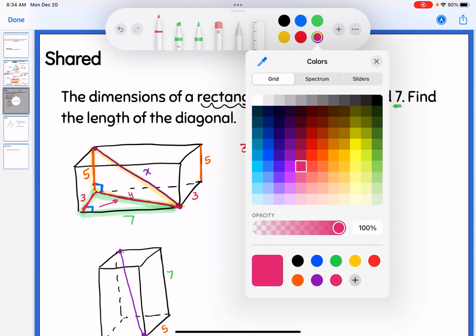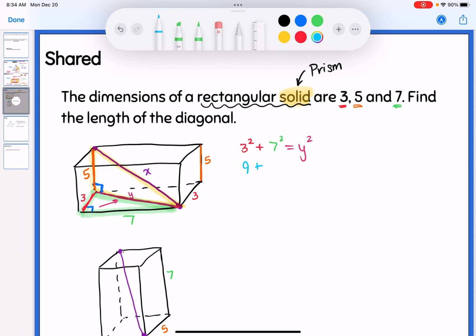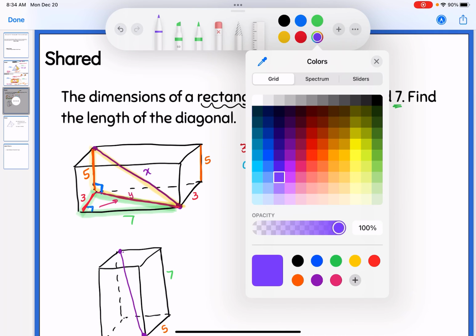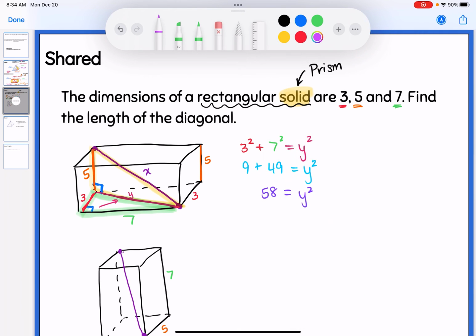So let's see. That gives us 9 plus 49 equals y squared. 9 plus 49 is 58 equals y squared. 58 is not a perfect square, but that's no big deal. I'm just going to call this the square root of 58. Y equals the square root of 58. Why am I not worried about reducing this? I'm not worried about reducing it because I'm not done yet. That's not my final answer, right?